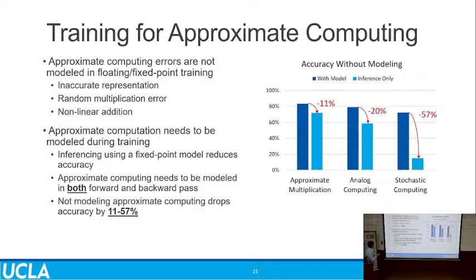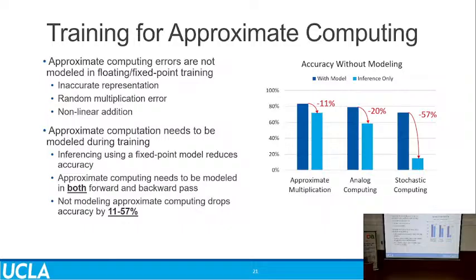And so what we started to look at is how you train models for approximate computing. So first, let's see what happens if I don't train, right? If I just take a pre-trained model for int 4, int 8, etc., and just run it on approximate hardware, what happens to accuracy? This is an analysis, I forget which data set and model it was, but if you use the approximate multiplier that I just showed, you get an 11 percentage point drop in accuracy. If you use an analog accelerator, you get about a 20 percentage point drop. If you use one of our stochastic computing accelerators, you get about a 50 plus percentage point drop in accuracy, which basically means it's useless.